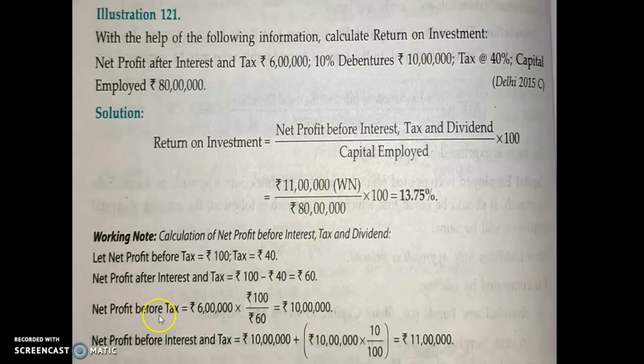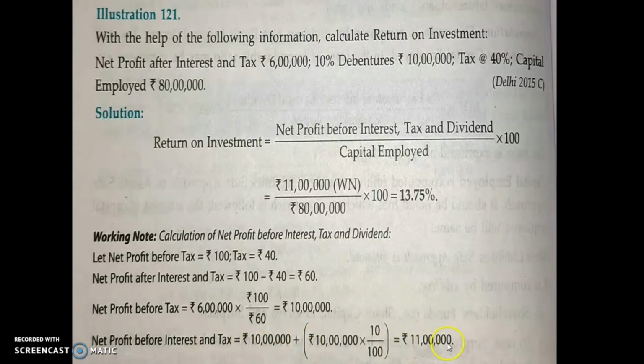But children, net profit before tax is 10 lakh. What about the amount of interest? Here you can see that debenture, which is a long-term borrowing, has a 10% interest rate. So on 10 lakh, if you calculate 10%, you will get 1 lakh. So adding the net profit before tax plus interest together, you will get an amount of 11 lakh.